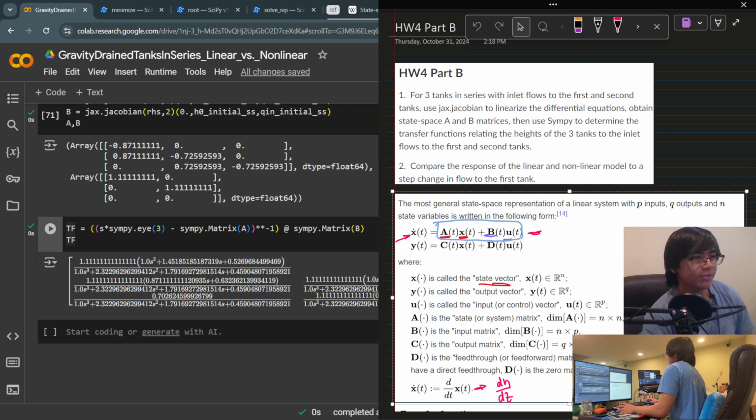Oh, we're only doing transfer functions? Oh no, here we go. Comparing the flows. Okay, well that's confusing.